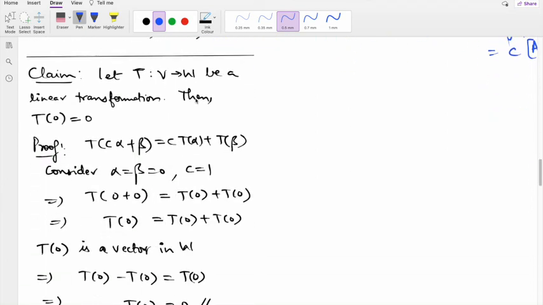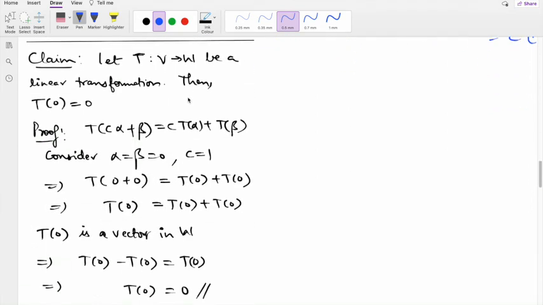Okay. Then yeah, we have one claim to make here. That is, let's say we have a transformation T which goes from V to W. Then I'm making a claim that T(0) will be equal to 0.